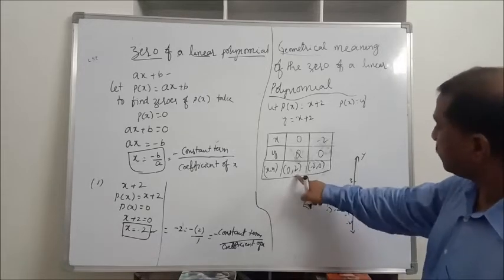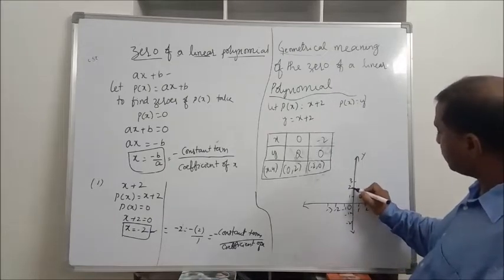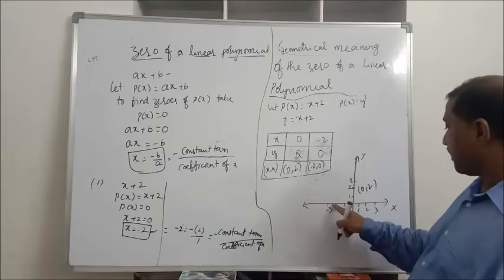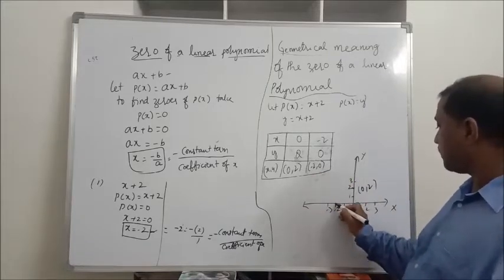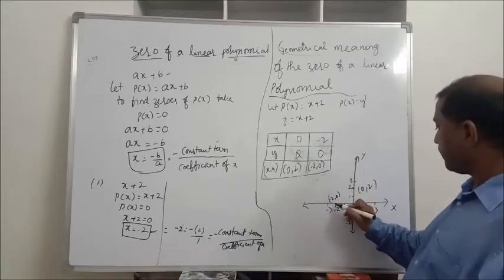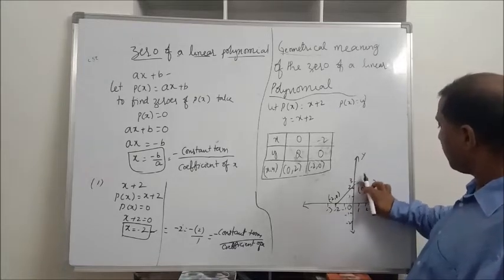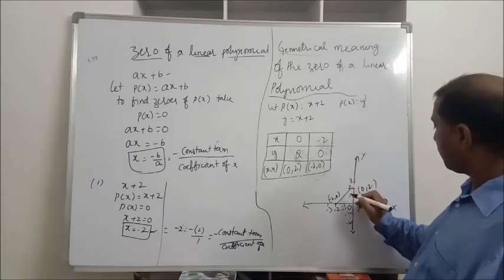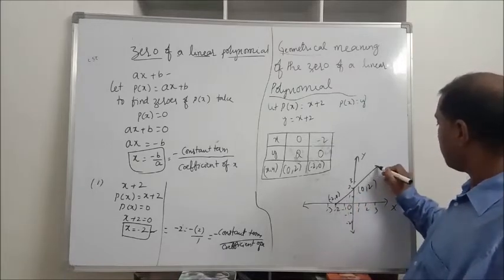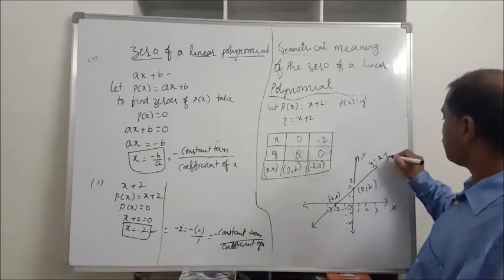Now x is equal to 0, y is equal to 2. This is the point 0, 2. Now x is equal to minus 2, y is equal to 0. This is the point minus 2, 0. So join these 2 points and we get a straight line. That straight line gives you the graphical representation of y is equal to x plus 2.